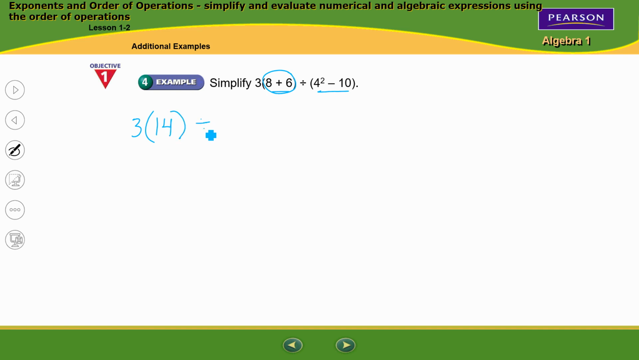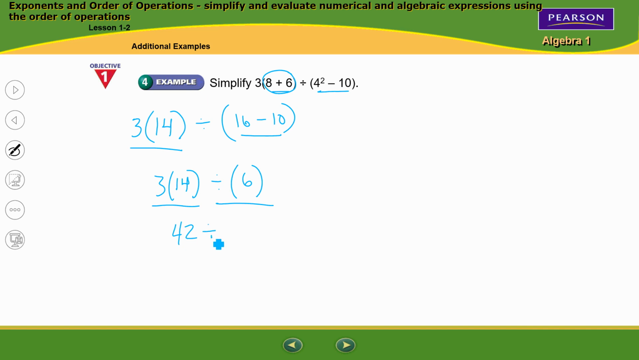Keeping the division symbol, I'm now going to follow the order of operations inside the parentheses. 4 squared is 16 minus 10. I'm still working inside the parentheses, so I can also do this because it doesn't affect this other part, but I'll leave it for now to truly follow the order of operations. 16 minus 10 is 6. Do I need the parentheses there for the 6? Not really. But now I've got multiplication and division, so I'm going to do the multiplication, which is 42, divided by 6, which is 7.